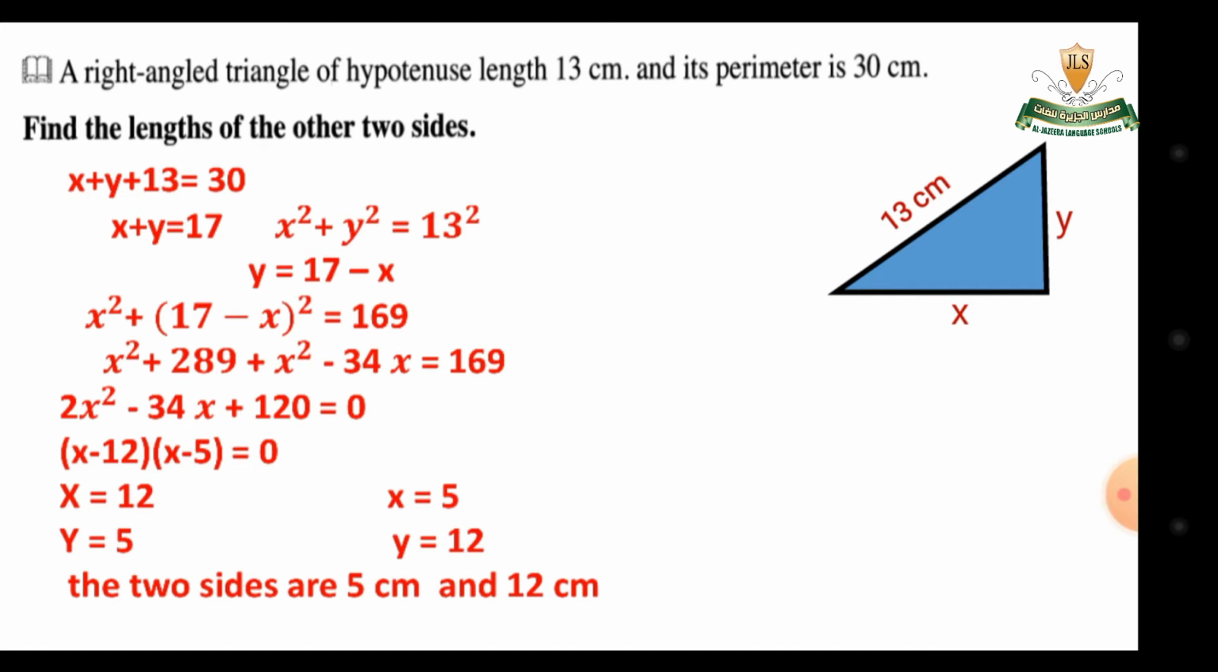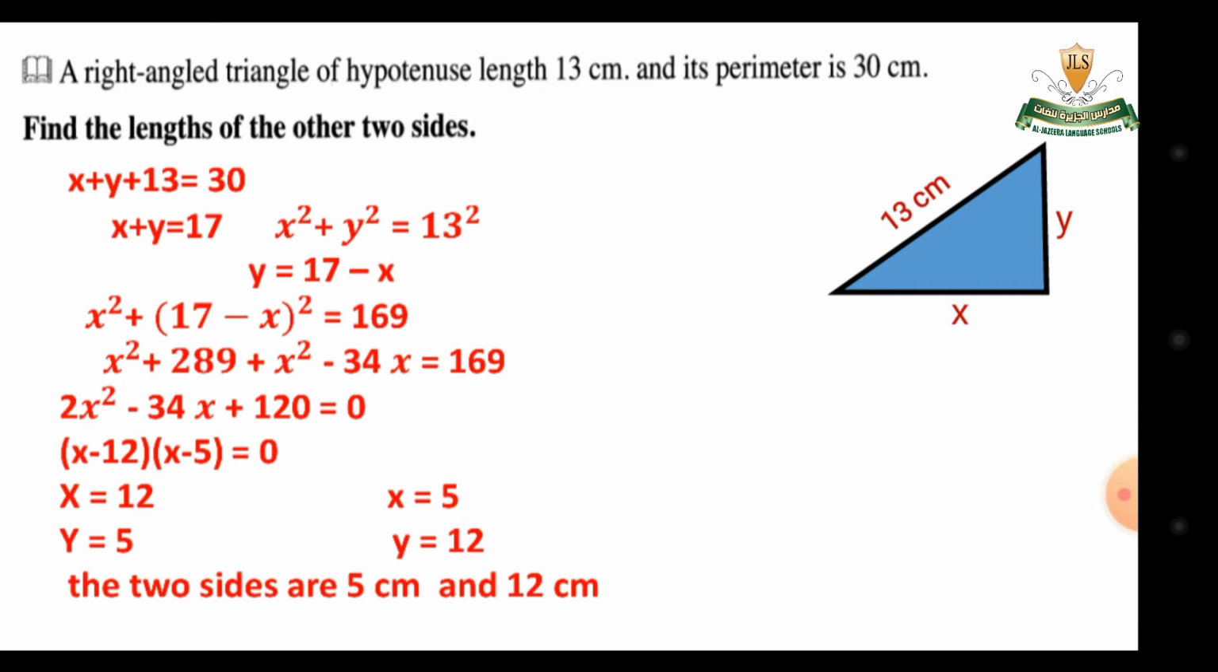A right angle triangle of hypotenuse length 13 centimeters and its perimeter is 30 centimeters. Find the length of the other two sides. First, we draw the right angle triangle and we put the two sides of the right angle x, y, and the hypotenuse is 13 centimeters. The first equation, x plus y plus 13 equals 30. So we get x plus y equals 17.